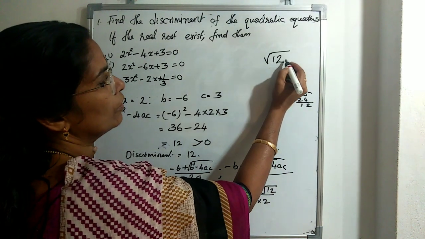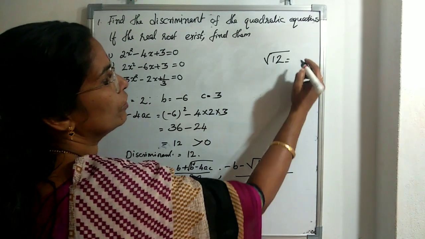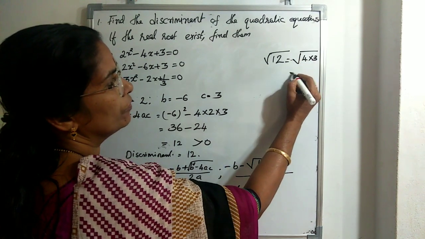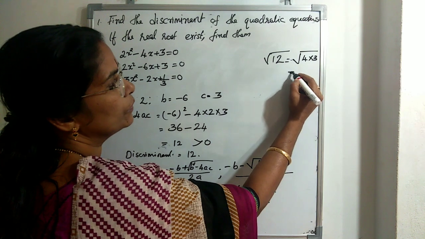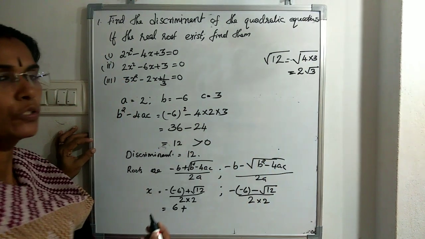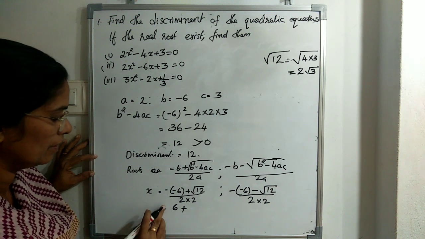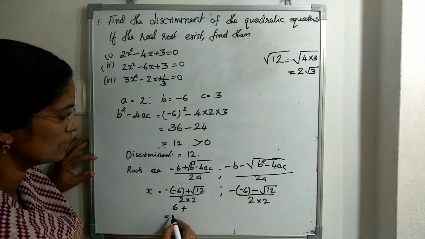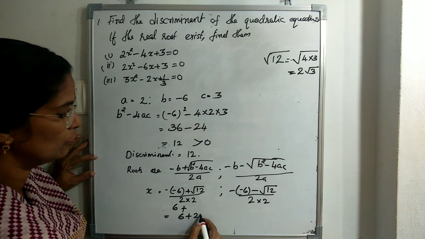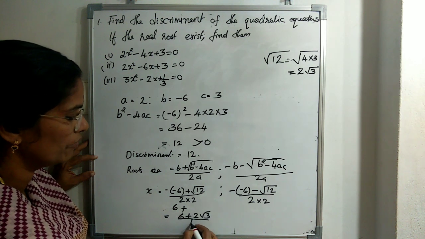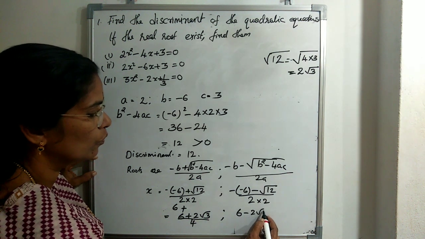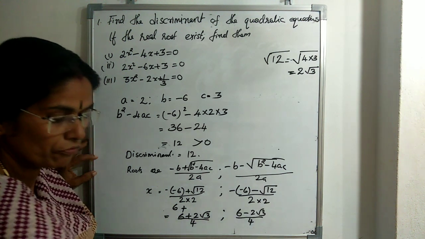Listen here, how are we finding root 12? So root 12 we can write as root of 4 into 3. 4 threes are 12. So we know that the root of 4 is equal to 2, and its root we don't know, so we are writing it as 2 root 3. So we can write the step like this: 6 plus 2 root 3 whole divided by 4, and this 6 minus 2 root 3 whole divided by 4.